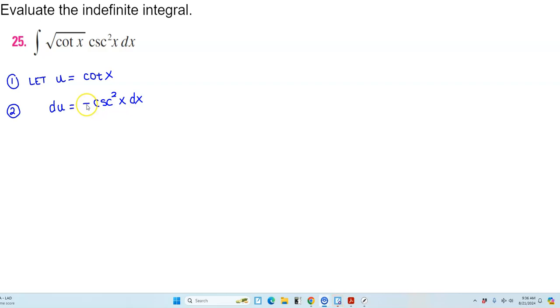So it's almost looking like what we need to substitute on the right side. The only thing is that we need to divide both sides by the negative. So if we do that, then we end up getting negative du is going to equal the cosecant squared x dx. So now we know that that's going to represent our substitution. So now in step number 4, we're going to go ahead and rewrite the original problem. So we have the square root of the cotangent of x, and then that's times cosecant squared x dx. Now let's go ahead and put our substitution.